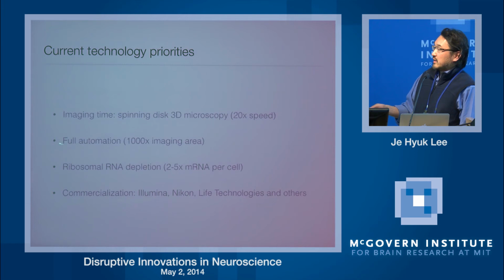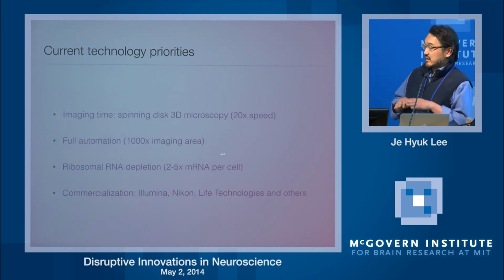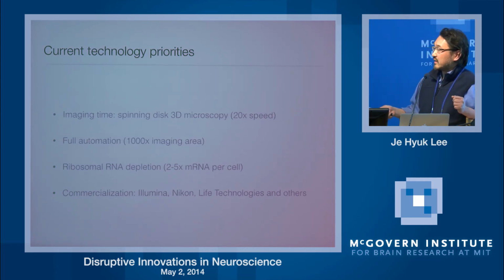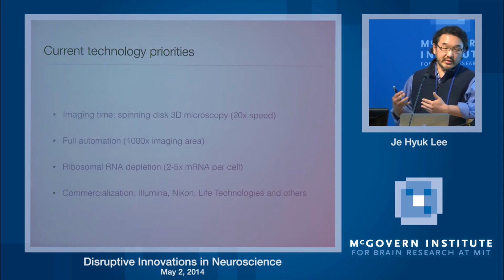We also are about 2 to 3 weeks away from fully automating this, and the area that we can tile is probably going to be greater than 1,000-fold from our original experiment. So combined, our goal in the next 2 to 3 months is to really have a brain section or sections with more than 10 million reads per section. In our paper, we did not deplete ribosomal RNA because we actually want to use ribosomal reads as a control.